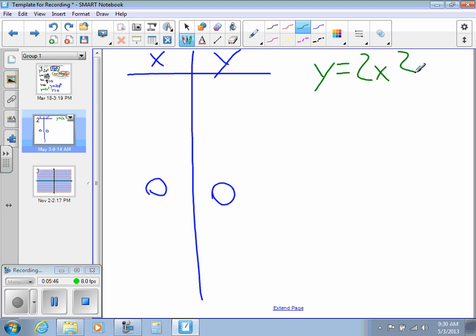So let's try a 1 for x. We'll plug in a 1. And what does that give us? Well, 1 squared is 1. 1 times 2 is 2. So y equals 2.